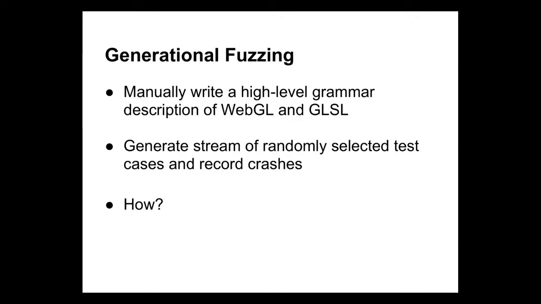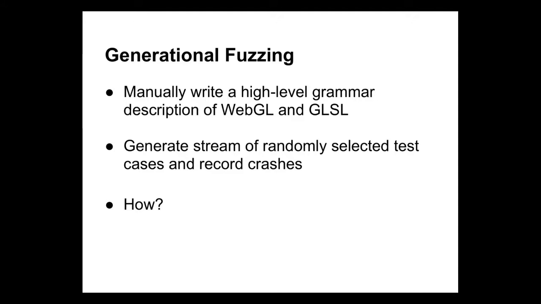The idea here is to write a high-level grammar describing the WebGL DOM interface and the shader language. Once you have this grammar, it's effectively, if you study computer science, a context-free grammar. Once you have written this grammar, you can randomly generate samples that are correctly well-formed under the grammar, but basically completely random and nonsense. And then you can run it, and just wait and see what happens with the crashes.